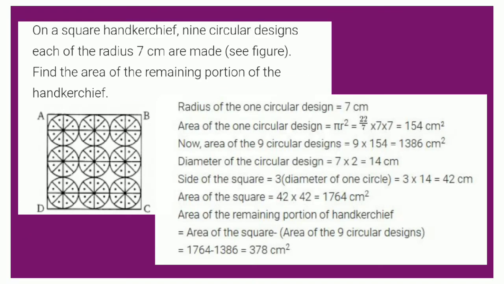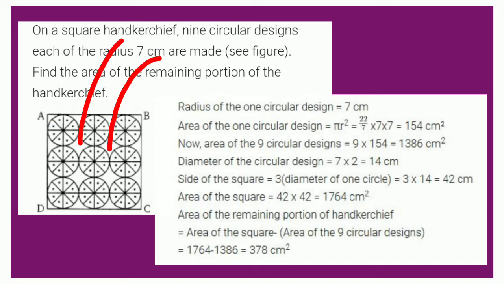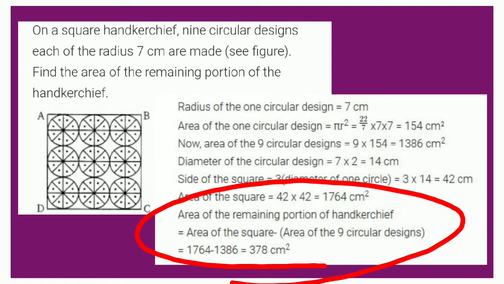Then next question, on a square handkerchief, 9 circular designs, each of the radius 7 cm, are made. Find the area of the remaining portion of the handkerchief. Here we have a square ABCD, and inside the square we have 9 circles. So inside there is a small remaining portion, so we have to find the area of that remaining portion.